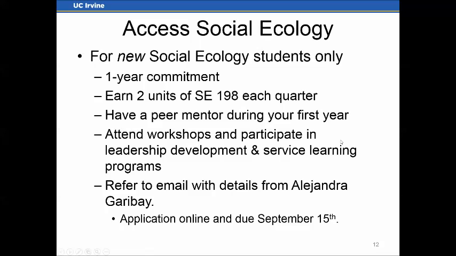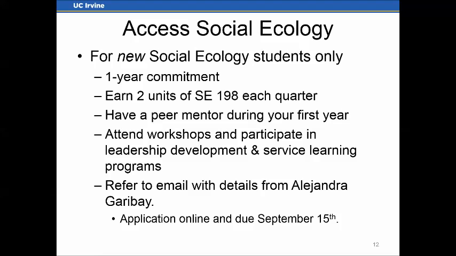This is a program that is unique to the Social Ecology Office. This is for new social ecology students only. It is a commitment of 1 year. You earn 2 units of what we call an SC 198 course each quarter, so you'll be able to enroll in this SC 198 each quarter of the year. You also have a peer mentor during your first year, somebody who's been in the program for at least a year or 2. So you're going to be guided and you're going to learn quite a bit.